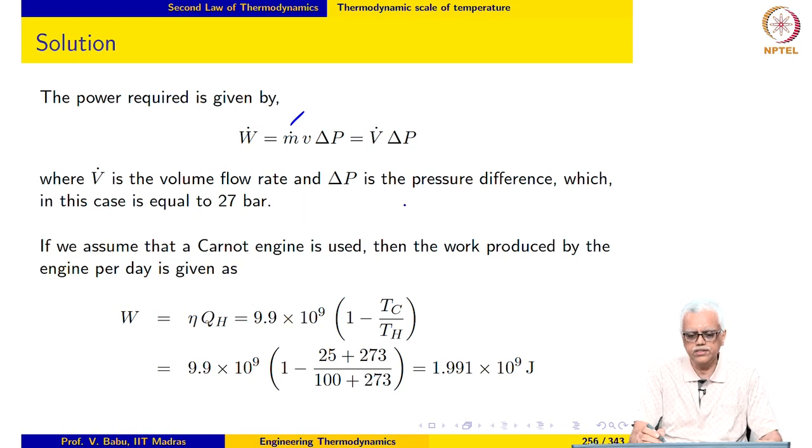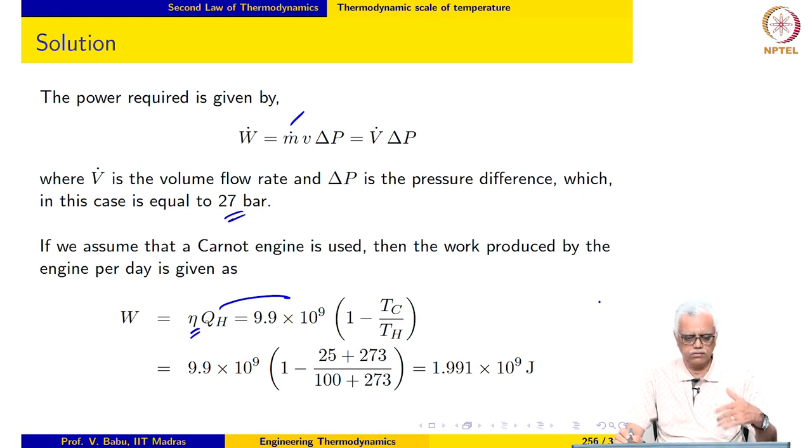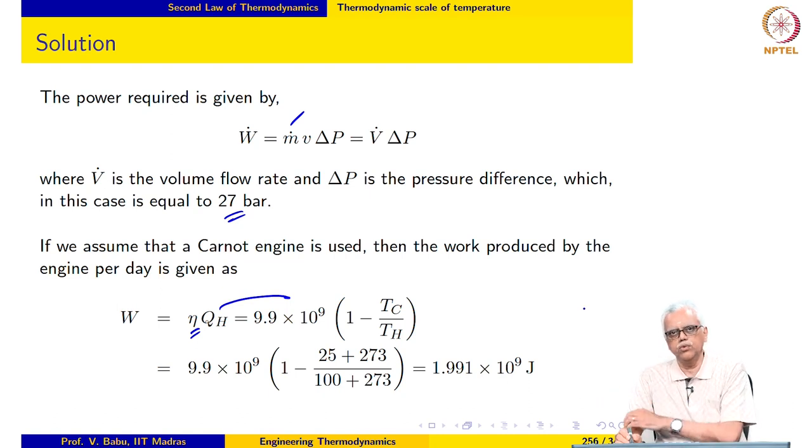So, the power required is m dot V times delta P, or if you write it in terms of volume flow rate, we may write it as V dot times delta P. And delta P is given to be equal to 27 bar. Now, the engine receives an amount of heat equal to 9.9 times 10 raised to 9 during an entire 24 hour period. Now, assuming that a Carnot engine is actually used to convert this heat into work that will then be used to drive the seawater desalination plant.